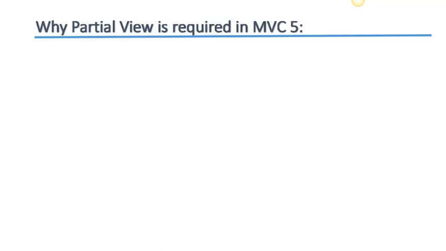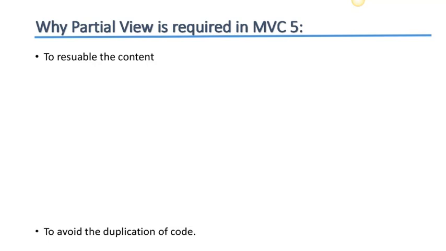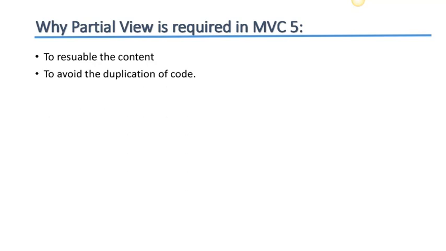So next one is why partial view is required in ASP.NET MVC. So first one is to reuse the content. So it is very important. If you want to reuse your content in multiple web pages, then partial view is required or very important in MVC. So next one is to avoid the duplication of code. So if you want to avoid the duplication of code, then partial view is required. So these are the two benefits of using the partial view in MVC.